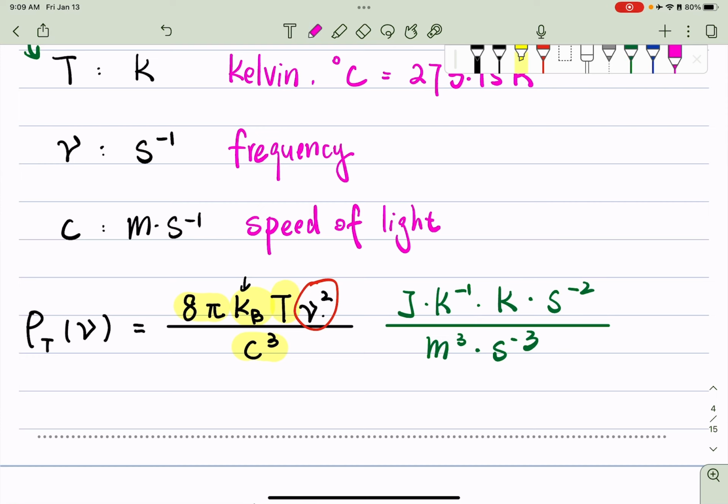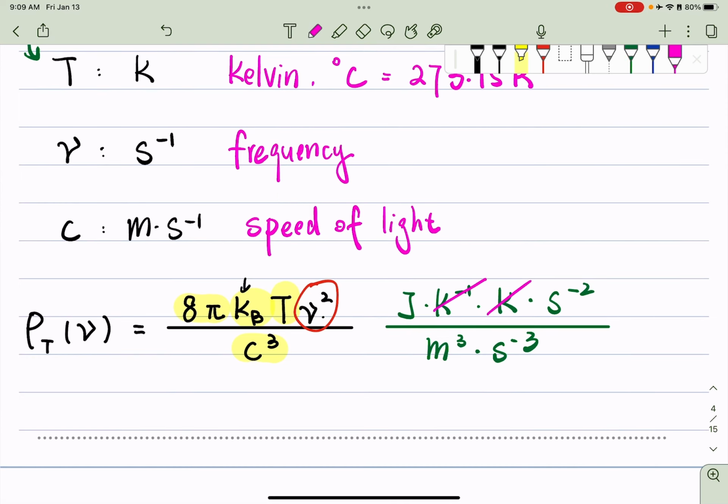And we can cancel out some of the terms, right? So the Kelvin and Kelvin cancel out. And this minus 2 and minus 3 end up being just minus 1. So taking together the unit of the intensity for black body radiation, you can write it as joule second per meter to the minus 3. Or if we want physical meaning from it, that's joule, m minus 3, and s minus 1 on the bottom.